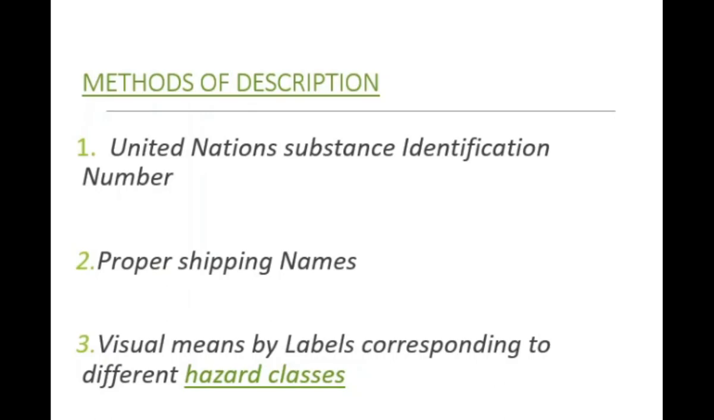The third way in which dangerous goods can be described is by visual means. That is, the labels that are stuck onto the packages or intermediate bulk containers corresponding to the different hazard classes. So the three ways are: one, United Nations Substance Identification Number; two, proper shipping names; three, visual means by the labels corresponding to the different hazard classes.